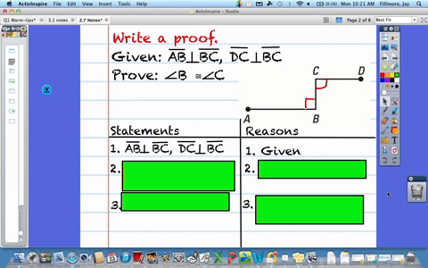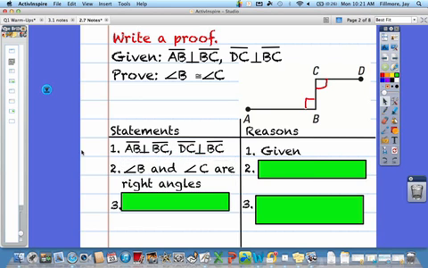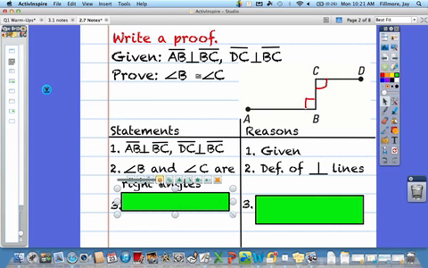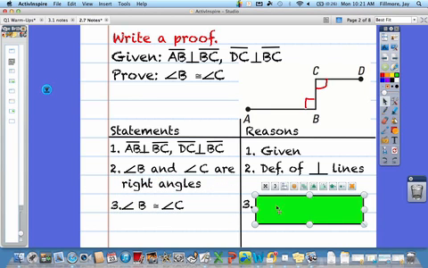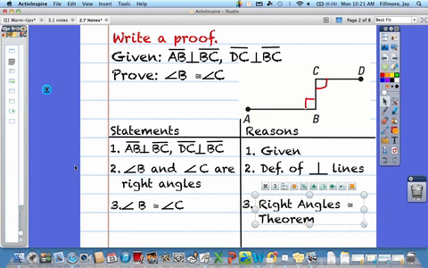Well, if they're perpendicular, then we know that angle B and angle C are right angles, because the definition of perpendicular lines says that they are two lines that intersect to form right angles. So therefore, angle B and angle C both must be right angles, because those are the intersections of these two pairs of perpendicular lines. And the theorem we just talked about says that all right angles are congruent. So we can say that angle B is congruent to angle C. And that's using our right angles congruence theorem, simply stating that all right angles are indeed congruent.